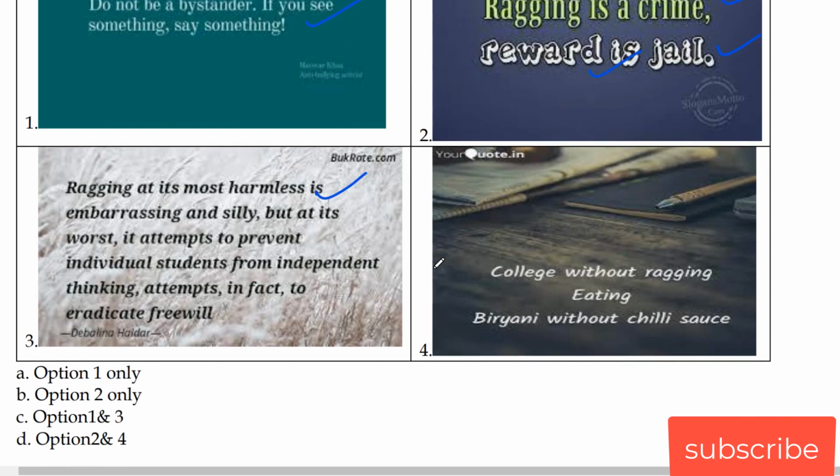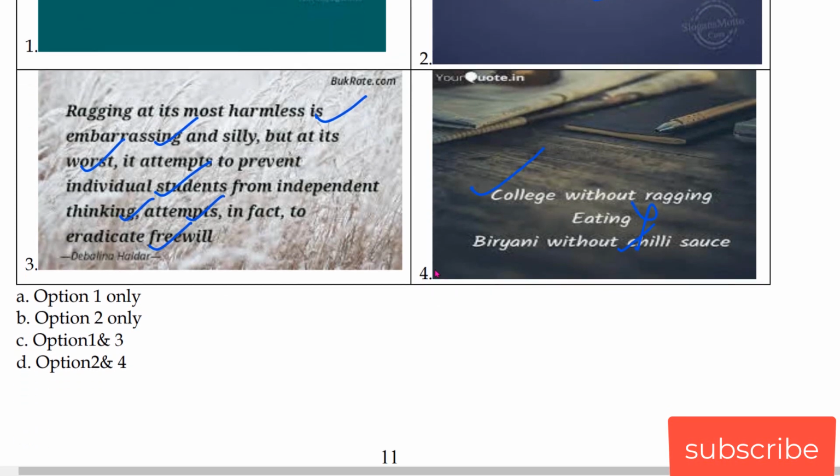Look at the next one. Ragging at its most harmless is embarrassing and silly, but at its worst, it attempts to prevent individual students from independent thinking, attempts, in fact, to eradicate free will. Yes, that is also related with ragging, but not the central theme of ragging. College without ragging, eating biryani without chili sauce. Can we choose this as a quote against ragging? No way. So the right options we can choose: only option number 1, no. Option 2 only, maybe. Option 1 and 3.